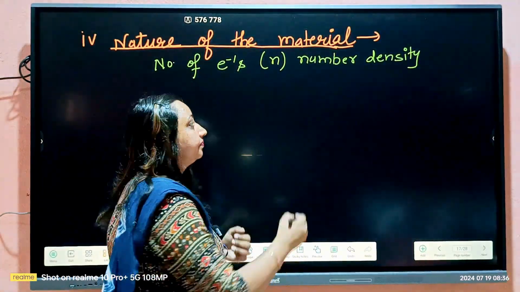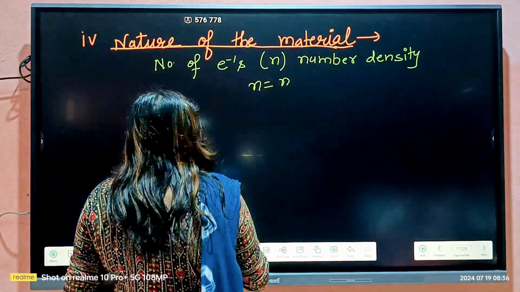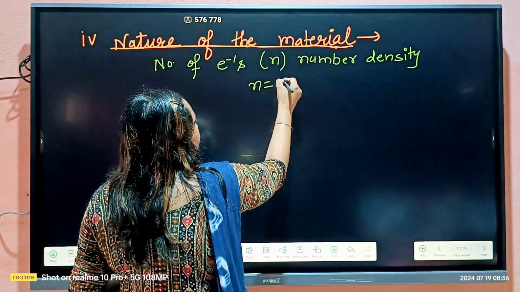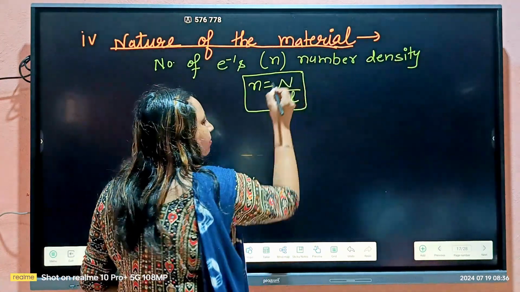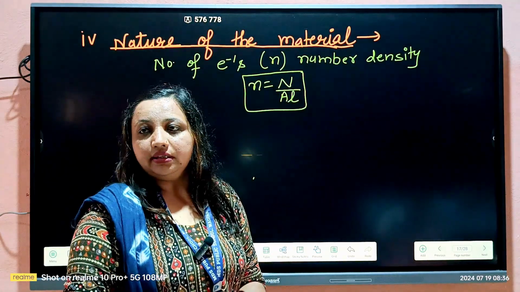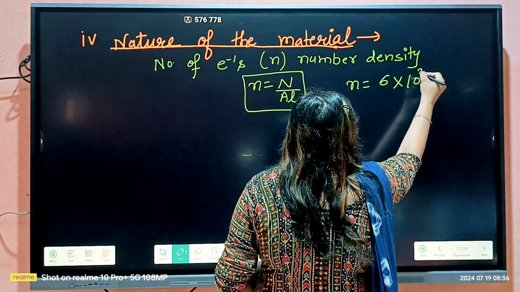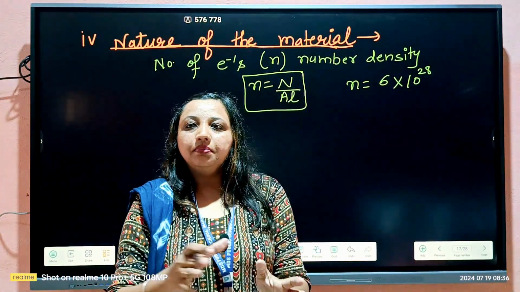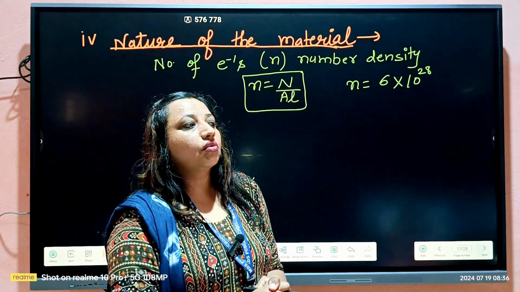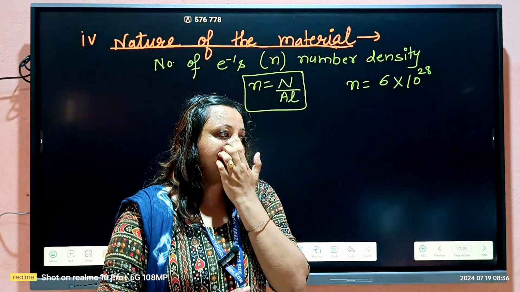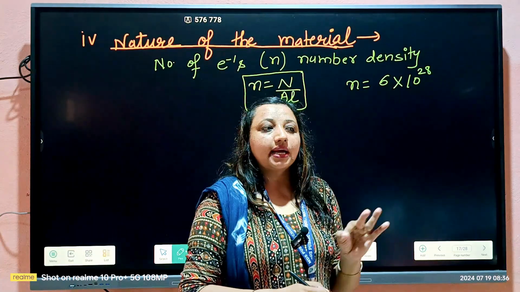What is n, beta? Small n is the number of electrons per unit, or we take it capital. Number of electrons per unit volume. It is a number density. How can we write the number? Like suppose the number is 6 into 10 raised to power 28 per meter cube. That is n, right? So that is called electron density or the number density. How many electrons per unit volume in a conductor, that is electron density.